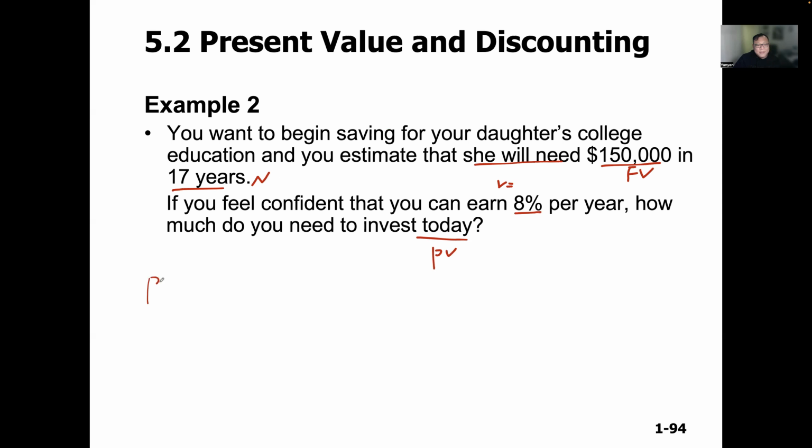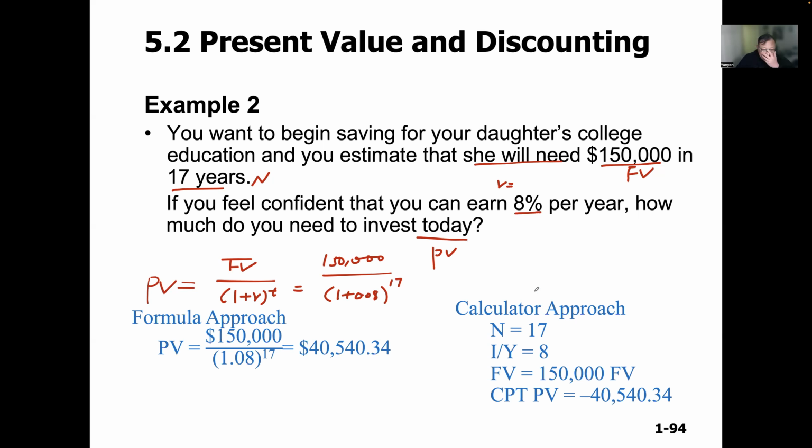So present value equals future value divided by (1 + R) to the power T. So future value is 150,000 divided by 1 plus 0.08 to the power 17 years. Okay, so let's take a look. My result is, you only actually need to invest about $40,000: $40,540.34.